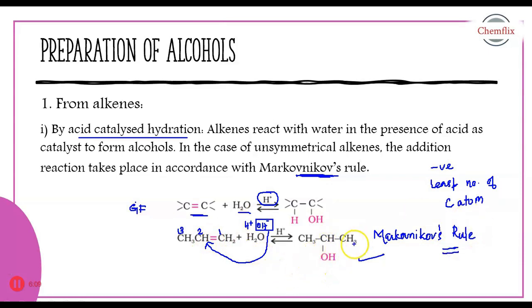So this one is an alcohol. The name of this alcohol is propan-2-ol. The name will be propan hyphen 2-ol. So how can you prepare this alcohol? By acid catalyzed hydration of alkene.